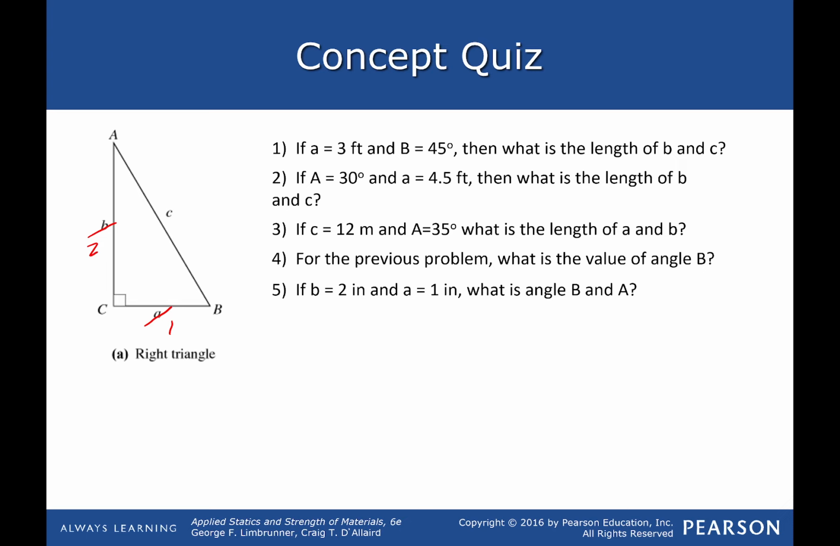Well, if I'm going to figure out B and A, I'm going to need to know what my hypotenuse is. It's going to make it a lot easier on me. So I'm going to go ahead and use the Pythagorean theorem to do that. A squared plus B squared is equal to C squared. I get 1 plus 4 is equal to C squared. So C is equal to the square root of 5. And what does that come out to be? Let's find out. Square root of 5 is 2.23. Okay.